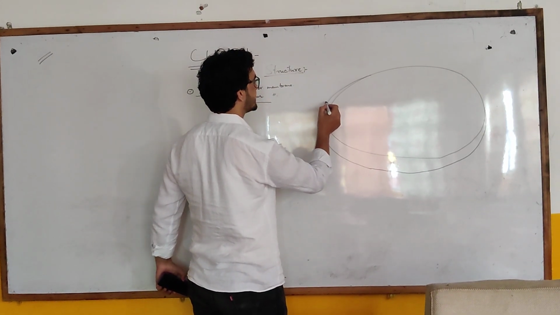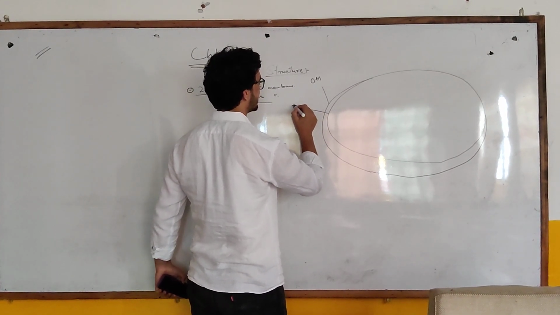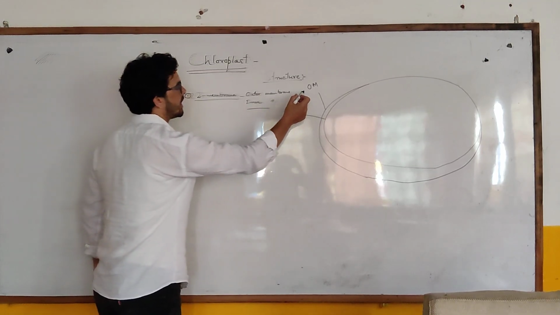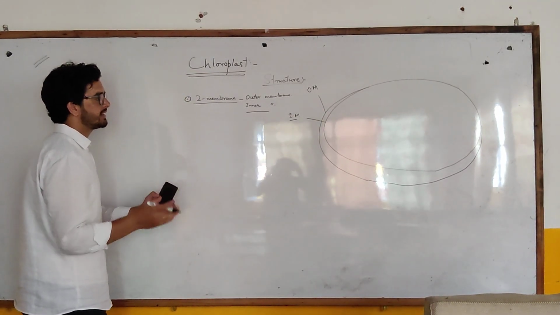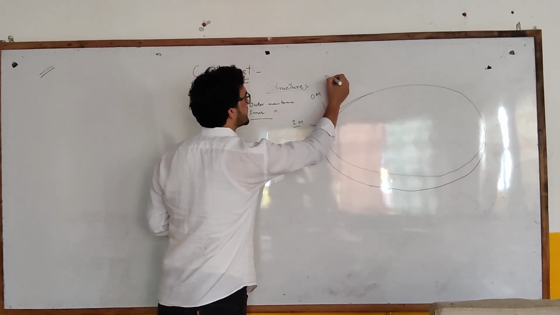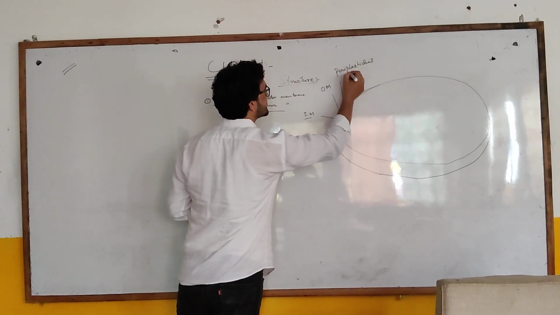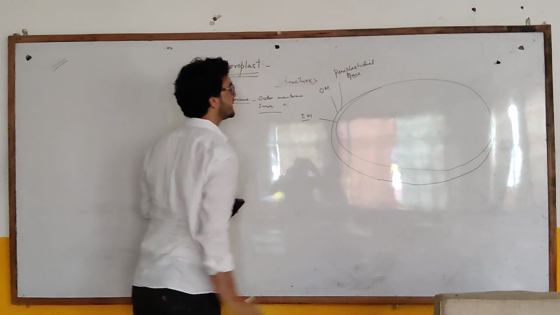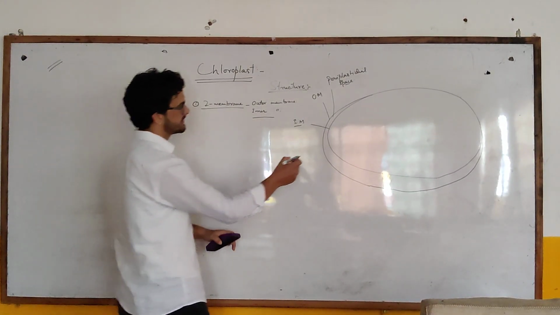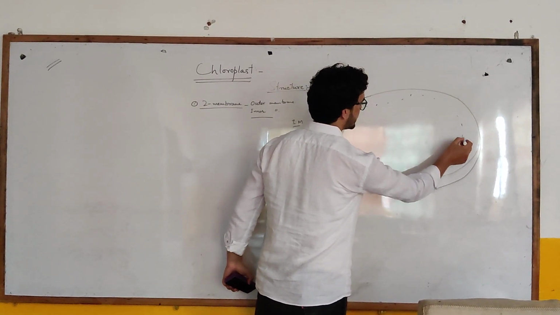This is the outer membrane and this is the inner membrane. Right? The outer membrane and inner membrane are separated by a space which is known as periplastidial space. And inside this inner membrane is the space which is enclosed by it.